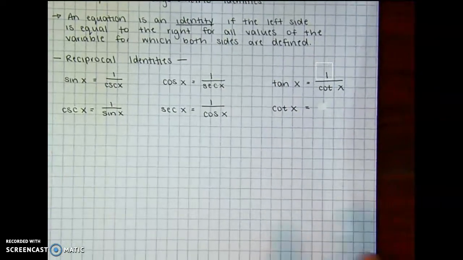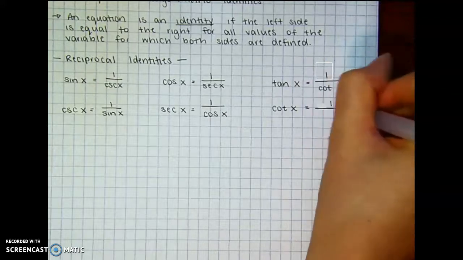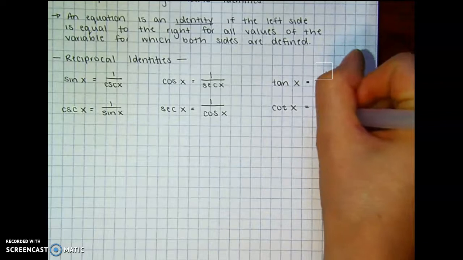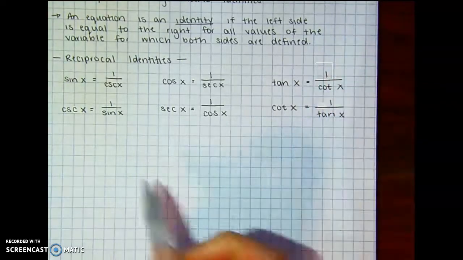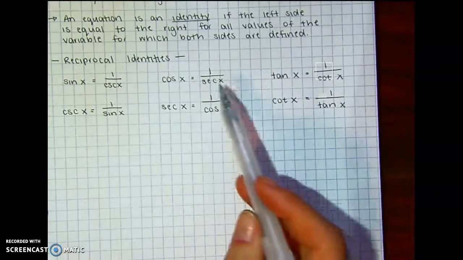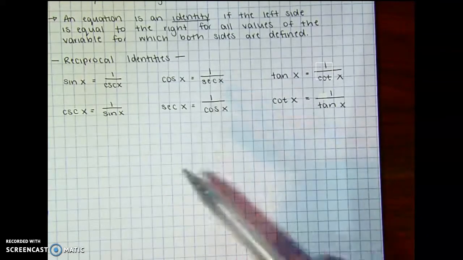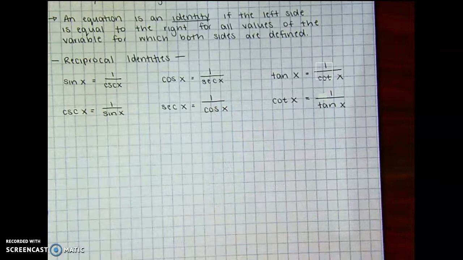I say secant? Oh my goodness, guys, I'm rusty. Okay, sorry. Cotangent of x is equal to 1 over tangent. Yikes. Okay. There we go. So they're called the reciprocal identities because they are equal to a reciprocal, right? It's 1 over secant or 1 over cosine.